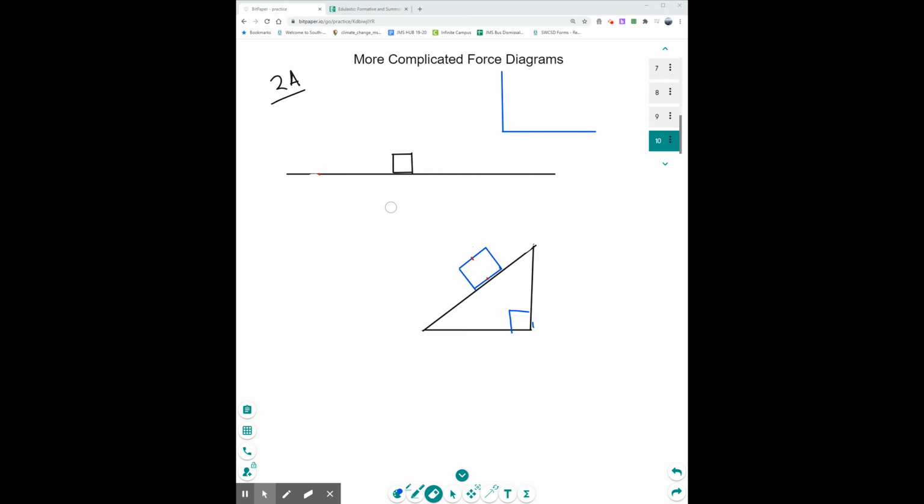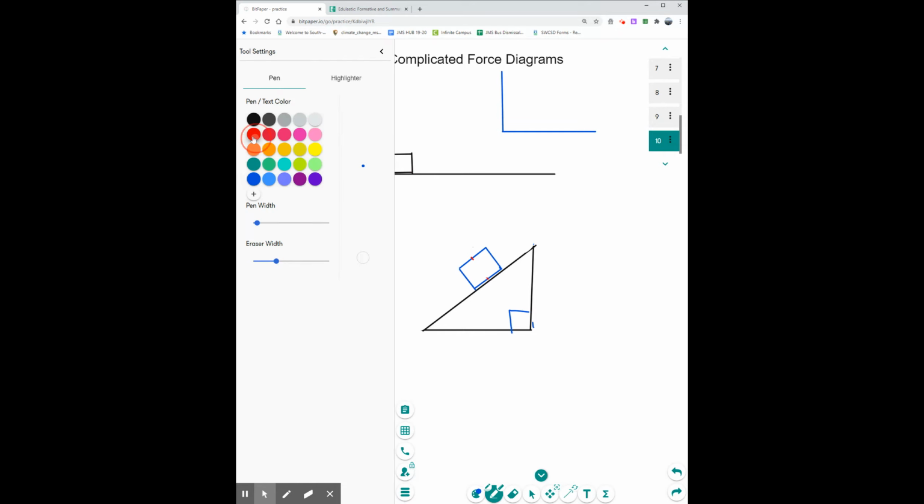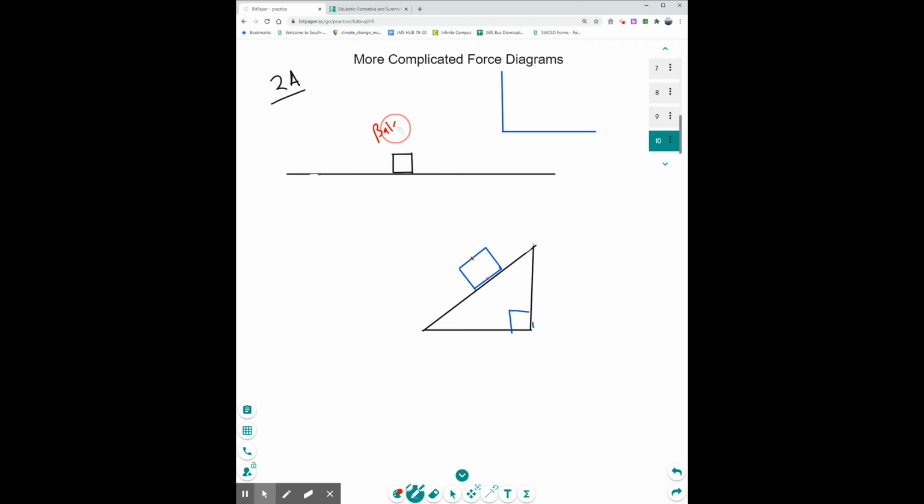Hello. Let's talk a little bit about level 2A, which is going to be some slightly more complicated force diagrams. Let's talk about this diagram of this box right here. We've got a box that's on the ground. It's not moving. So the forces on this box must be balanced, right? So we know the forces are balanced. And you might be like, okay, this is an easy problem, right?